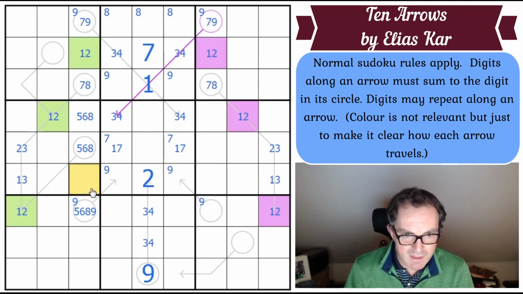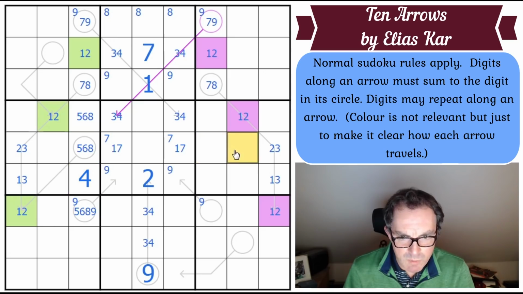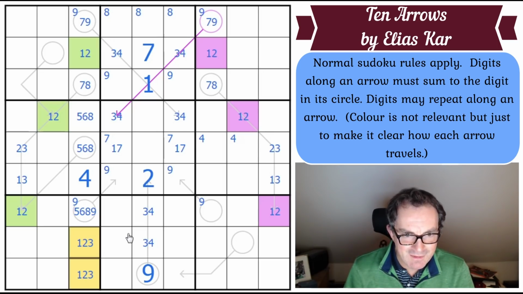And that square, so this square is a naked single because it can't be 1, 2, or 3. So that's a 4. Which means 4 is in one of those two squares. These two squares are 1, 2, or 3. You can see that we've got a 1, 2 here, so the 3 must be down there.